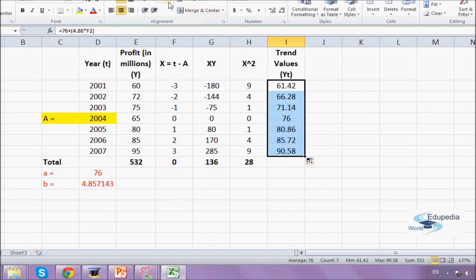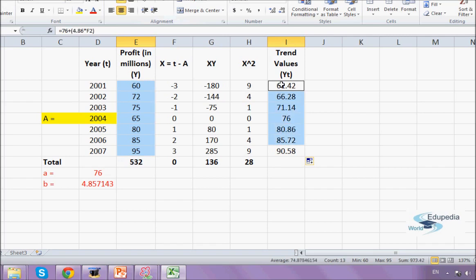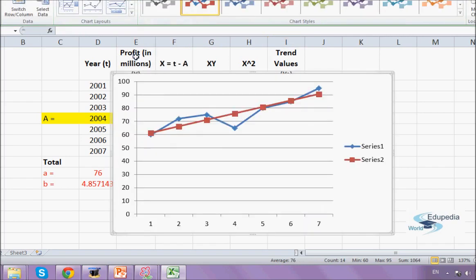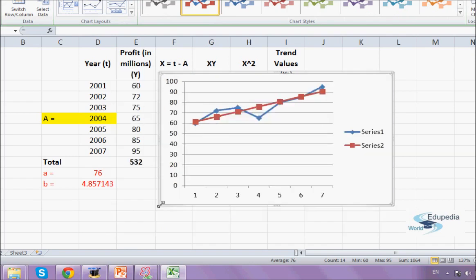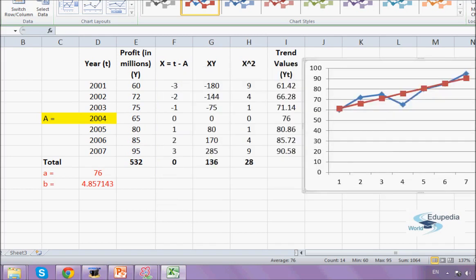If you want, you can even graph it. Okay, so let me just give you a sample graph of this, the actual values and the trend values which we have here. And if I want a graph for this, well, here we have the graph. As usual, the red line represents the trend values, and the blue one represents the original value given. Okay, so we can also graph.